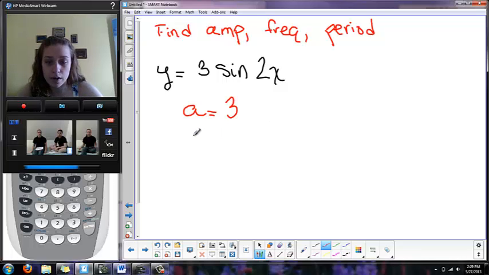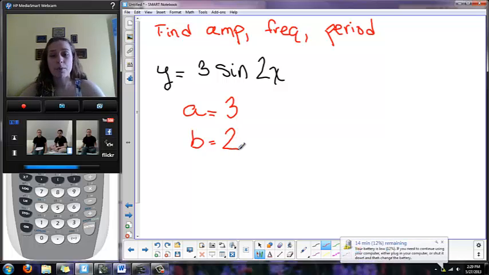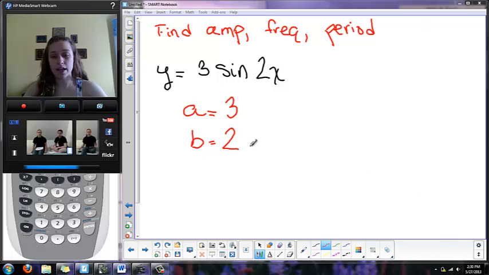Okay? What about the frequency? And the frequency we call b. It's that second number right here. The frequency is 2. So the frequency is how many curves do I see between 0 and 2 pi. And between 0 and 2 pi, I must see 2 full curves.